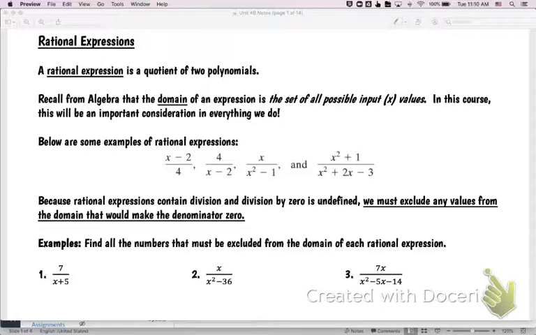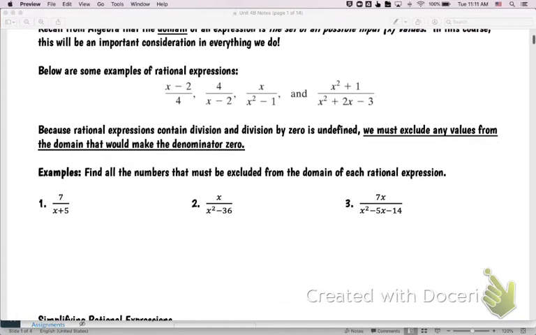And remember, we've already talked about this year and from last year that the domain of an expression is the set of all possible x values. This is going to be really important when we're looking at rationals. Remember that the two reasons why we might need to restrict the domain would be dividing by 0 or square rooting a negative, or fourth root, sixth root, any even root of a negative number. So with rationals, since we're going to be dividing by a polynomial, determining where the denominator equals 0 is going to be really important to deciding what values we need to exclude.